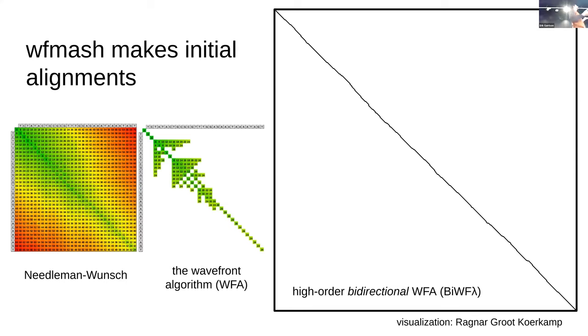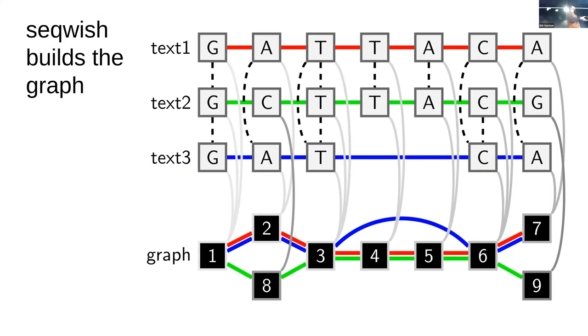So memory that's in the order of the divergence and not the square of the divergence, which would be the case for those. And that's called the bidirectional wavefront algorithm. This is all based on a few pieces that were just formulated recently. So we're really pushing the envelope of what we can do in terms of scaling sequence alignment.